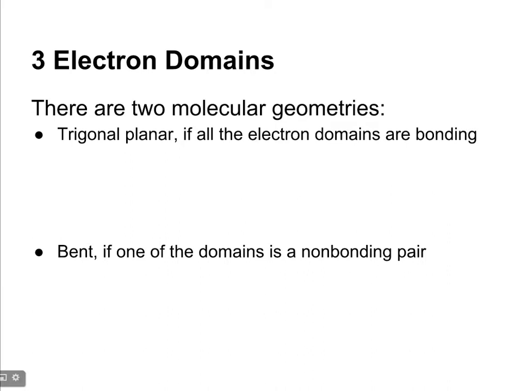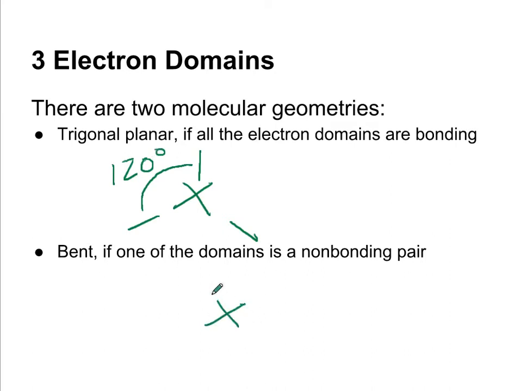For a molecule that has three electron domains, there are two possible molecular geometries. First one is trigonal planar, if all the electron domains are bonding. So if we've got three bonds coming off the central atom, they're going to have a bond angle of 120 degrees. And if one of those domains is a non-bonding pair, that molecular geometry is going to be bent. Now, this unshared pair of electrons is going to cause these to get pushed closer. It's going to be less than 120 degrees for that bond angle.